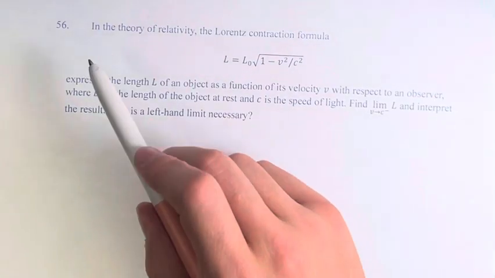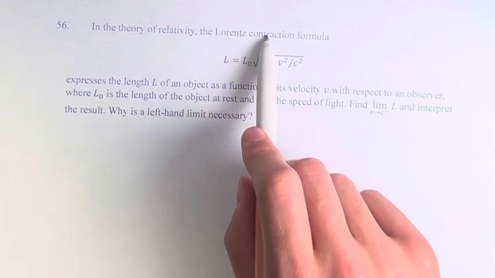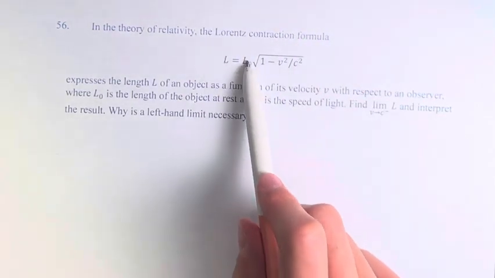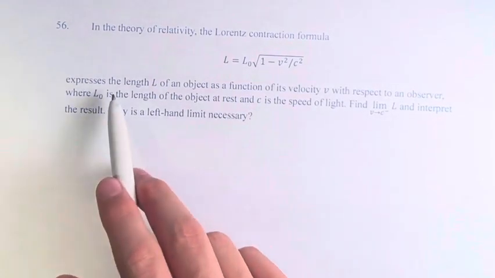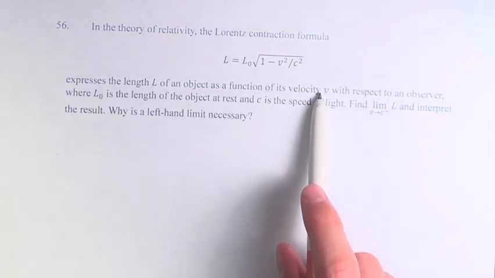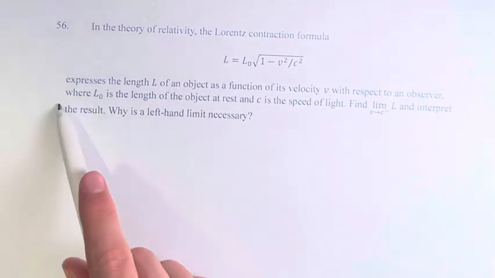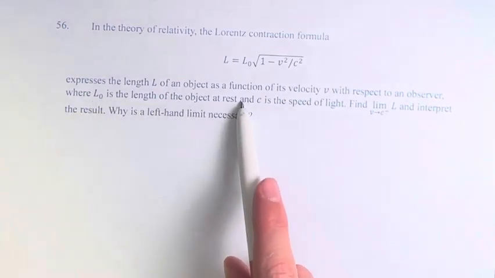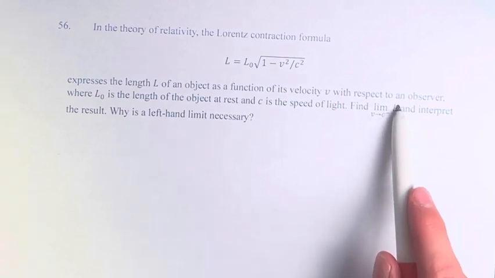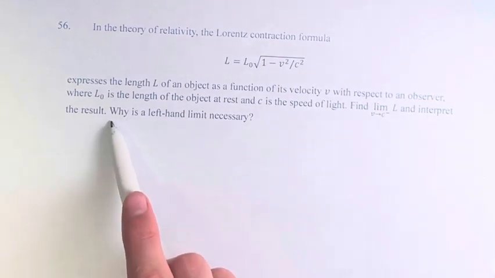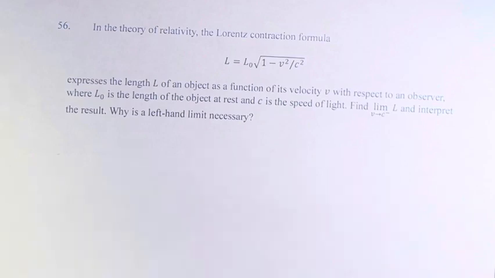In this problem, we're told in the theory of relativity, the Lorentz contraction formula, L equals L naught times the square root of 1 minus v squared over c squared, expresses the length L of an object as a function of its velocity v with respect to an observer, where L naught is the length of an object at rest and c is the speed of light. We're asked to find the limit as v approaches c from the left of L and interpret the result. And we're also asked why is a left-hand limit necessary.